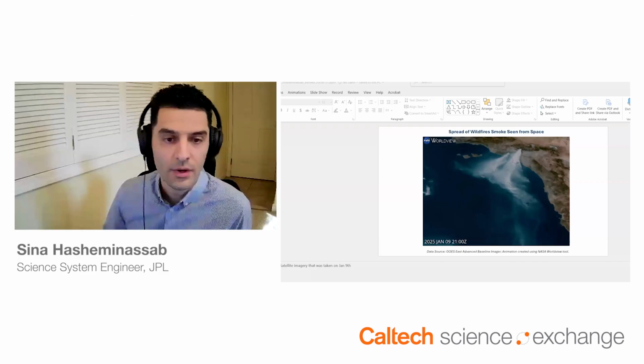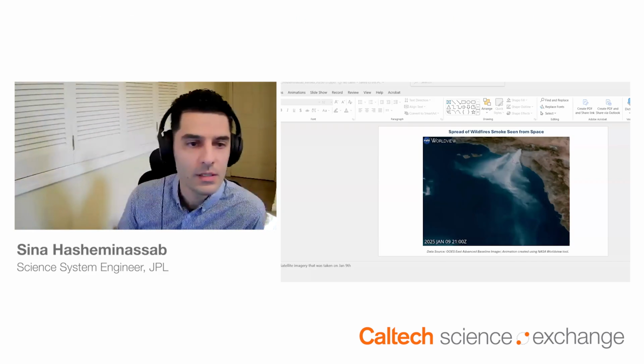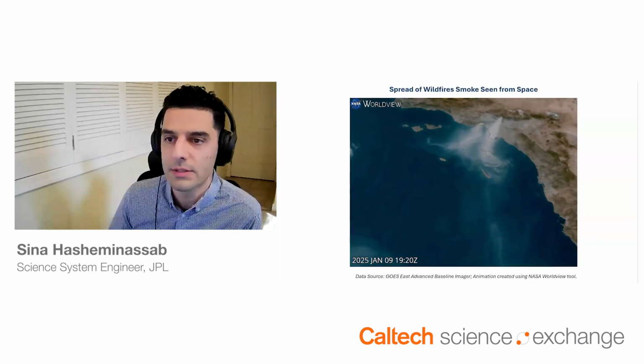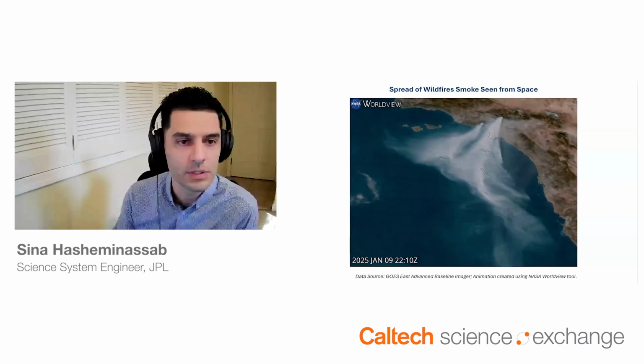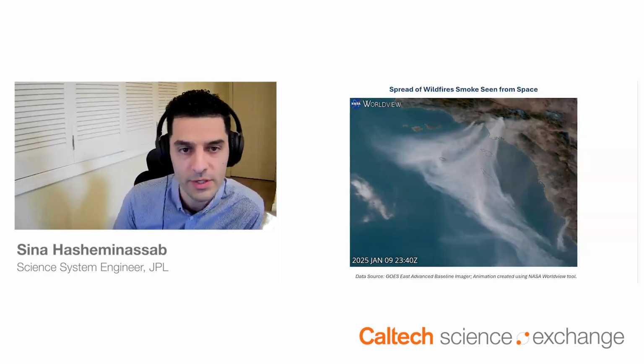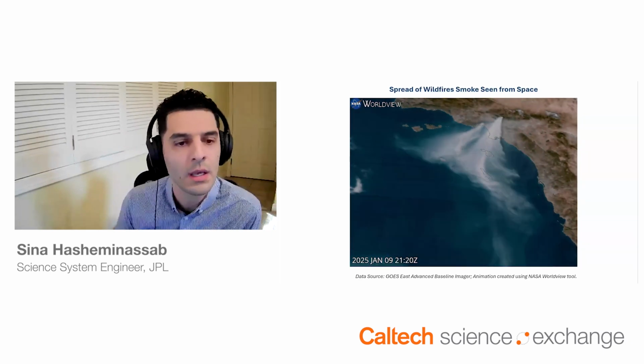So my colleague Haroula and I are going to give a brief presentation about the air quality pre, during, and post fires. All right, so this slide shows the satellite imagery of Southern California taken on January 9th, which clearly shows the spread of wildfire smoke as seen from space.